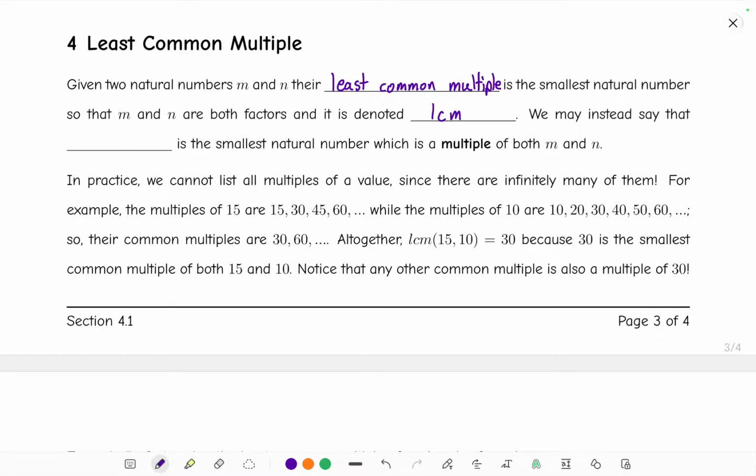We may instead say that the LCM is the smallest natural number which is a multiple of both m and n. In practice, we cannot list all multiples of a value since there are infinitely many of them. For example, the multiples of 15 are 15, 30, 45, 60, while the multiples of 10 are 10, 20, 30, 40, 50, 60. So their common multiples are 30, 60, and so on and so forth. Altogether, the LCM of 15 and 10 is 30, because 30 is the smallest common multiple. Notice that any other common multiple is also a multiple of 30.